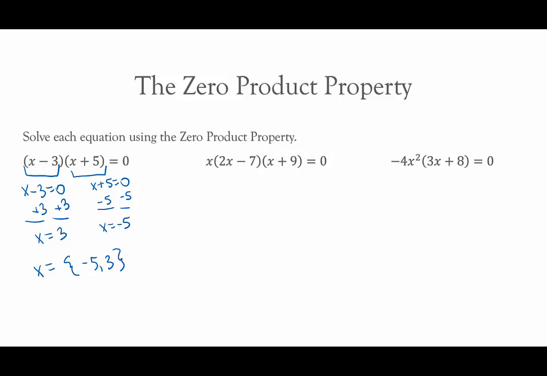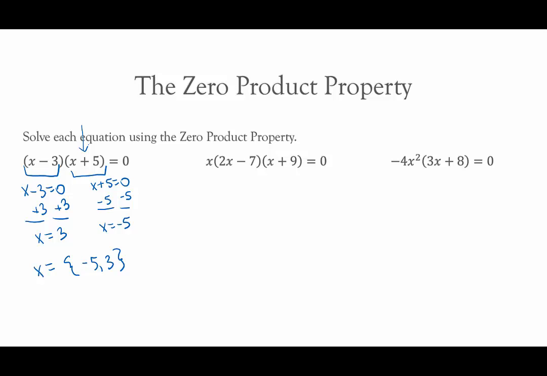And if we wanted to, we could plug these in and check our work. If we plugged in negative 5, we would see that this factor would turn into 0, and then 0 times that would be negative 8, is 0. Or if we plugged in 3 for x, that would be 3 minus 3 is 0. 0 times 8 is 0. So those are the only two real numbers that make this equation true.